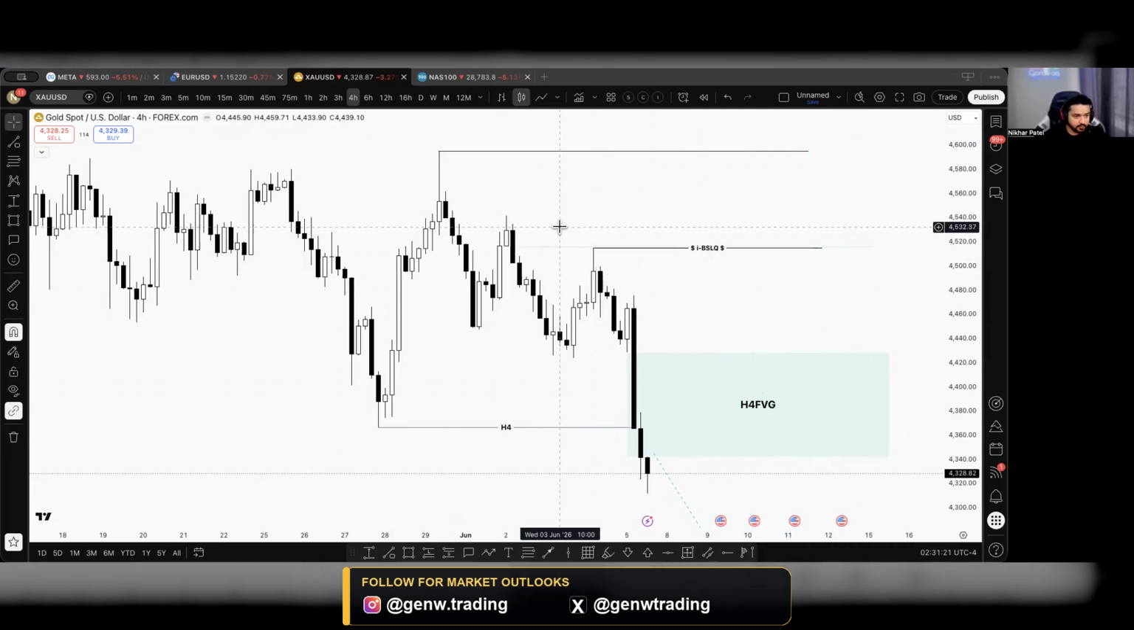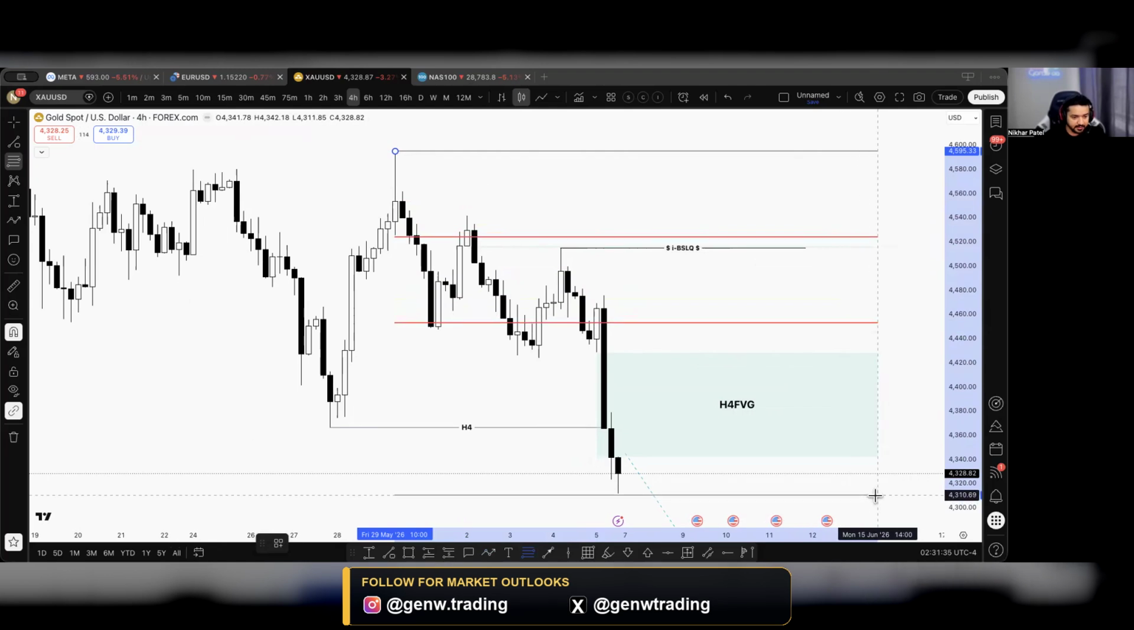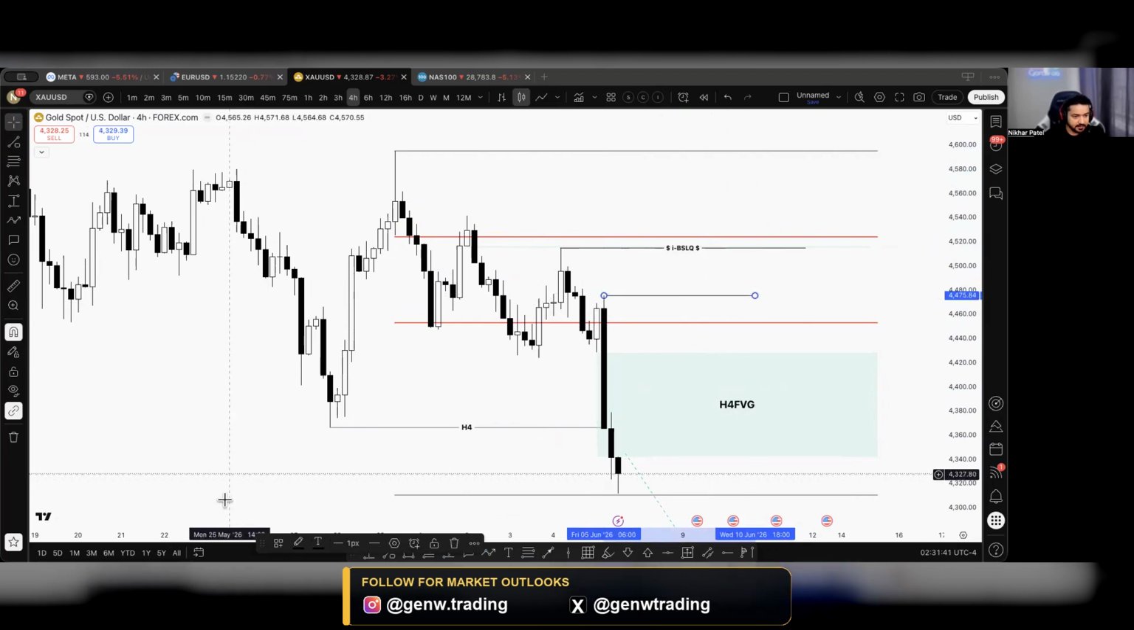So this is what gold looks like. Let me check if there are any other fair value gaps. No, none of them. All are beautifully mitigated. So gold looks to be bearish in the coming future. What we can do is let's plot the premium and discount area. This is the premium area. So we can also mark this internal buy side liquidity.